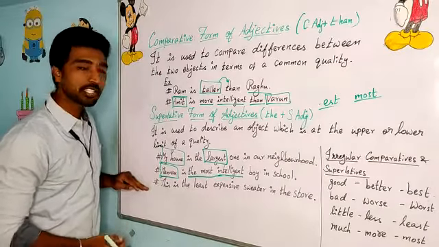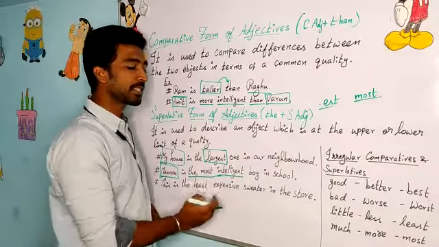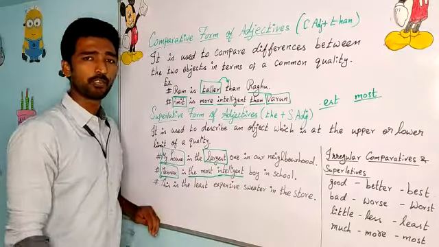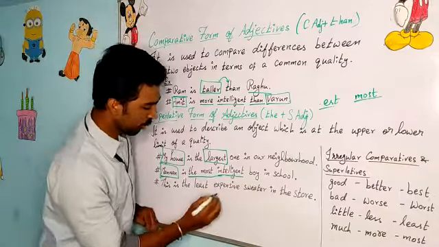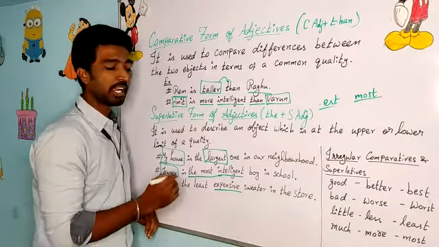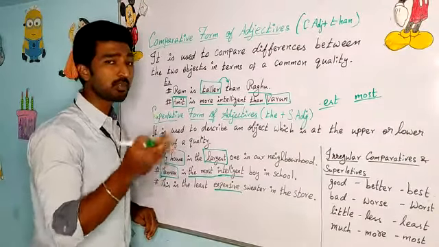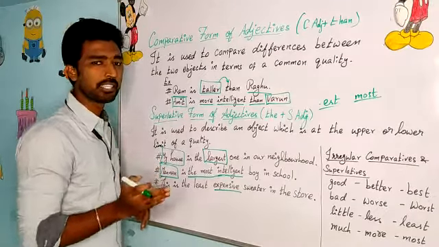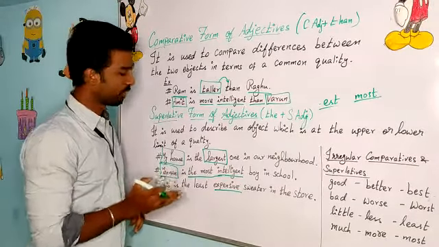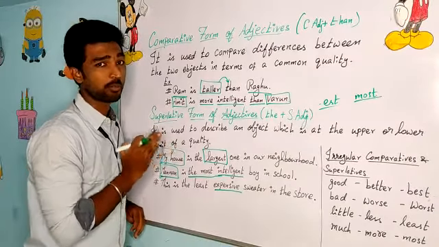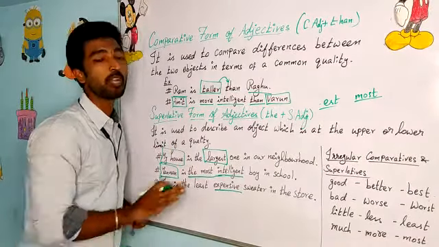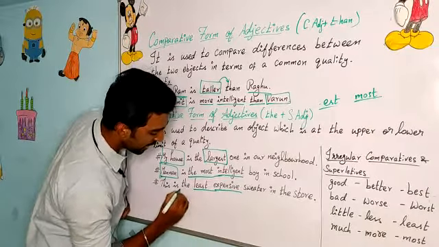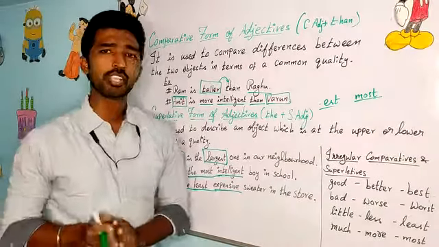And the next one, the last example. This is the least expensive sweater in the store. Here the word expensive is the adjective and it has three syllables. So we have added the smaller degree here. I told you this superlative form of adjective possesses the greater degree or smaller degree when compared to others. Here we have used the smaller degree. For that we use least. The least. Okay, that's all.